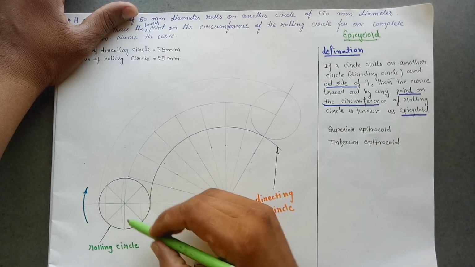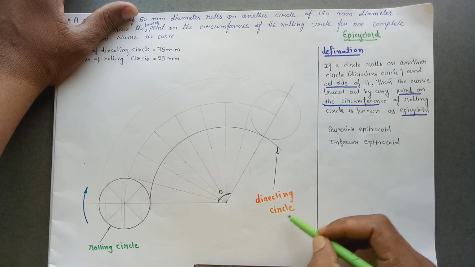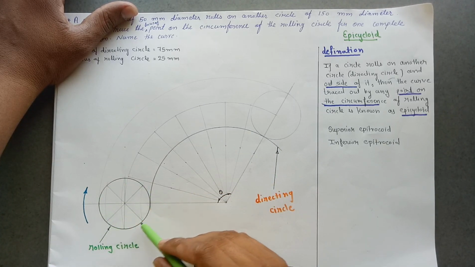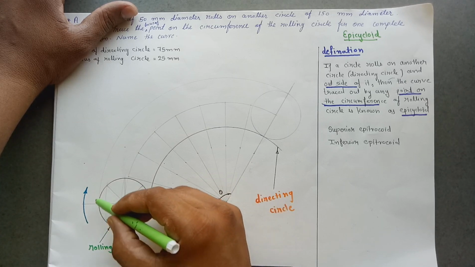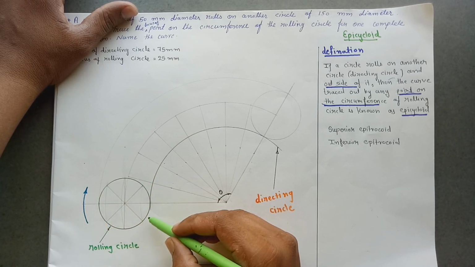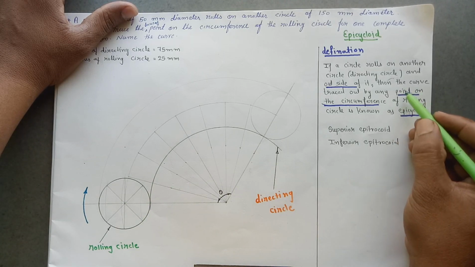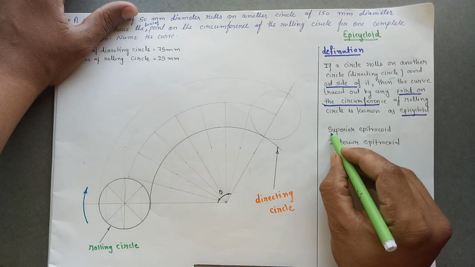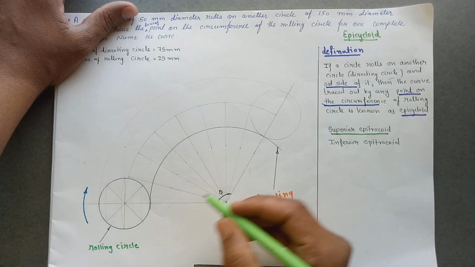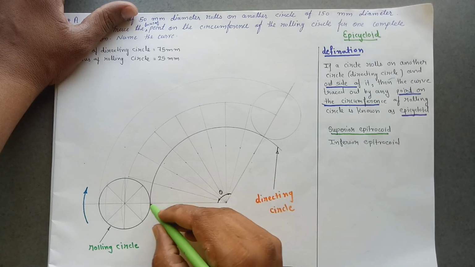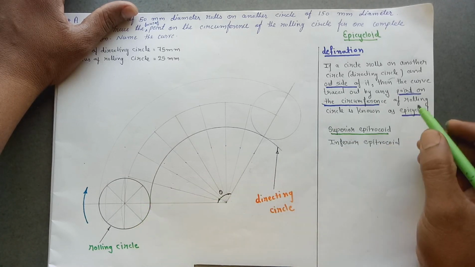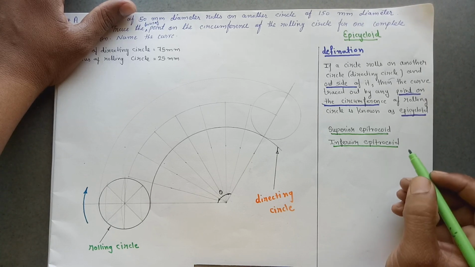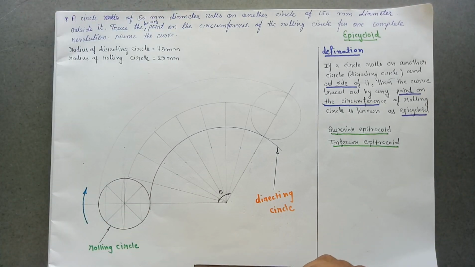So here, if the circle rolls on another circle known as the directing circle, then the curve traced out by any point on the circumference of the rolling circle is known as an epicycloid. If we take the point outside the circumference of the rolling circle, then the curve generated will be a superior epitrochoid, and if we take the point inside the circumference of the rolling circle, then the curve generated will be an inferior epitrochoid. Now let us start with the example.